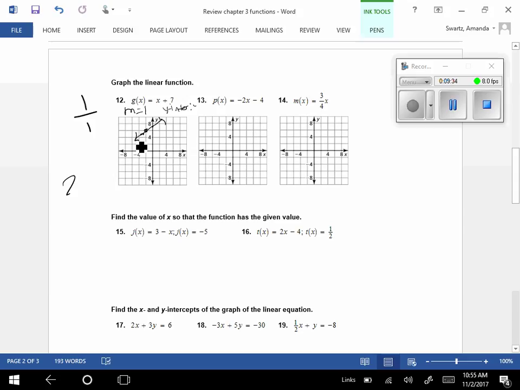Really, you only need 2 points to graph a line. So like I said, we're going to skip these. If you have questions on them, come see me. You just need to know your slope and your y-intercept. That's going to help you out.